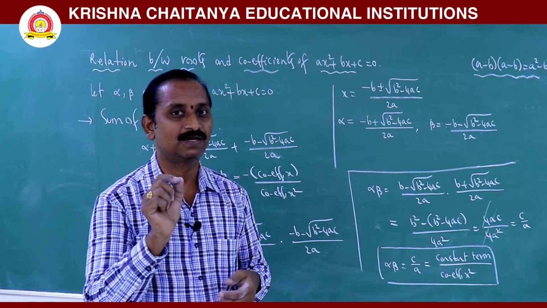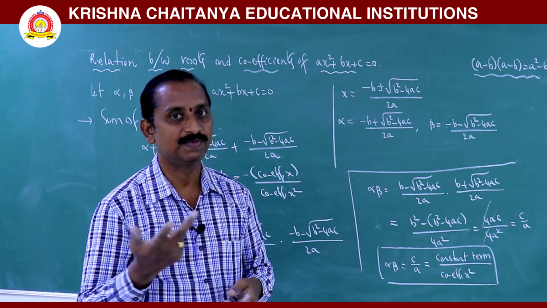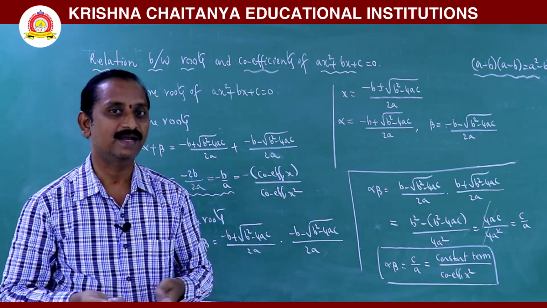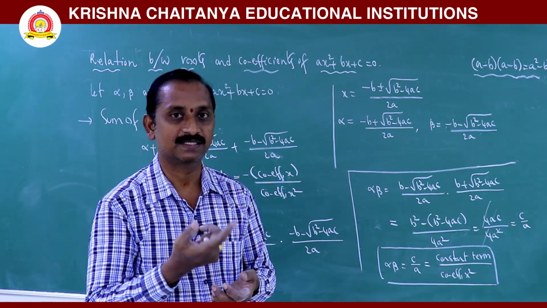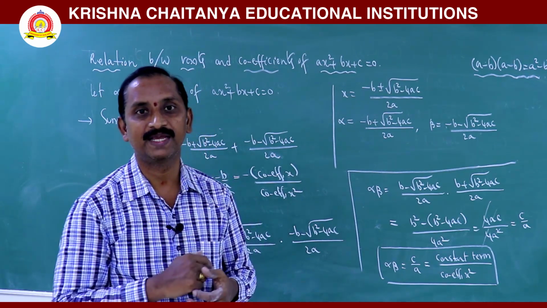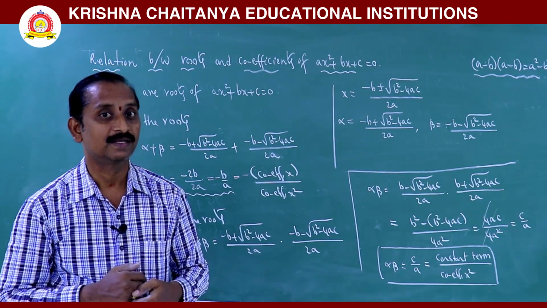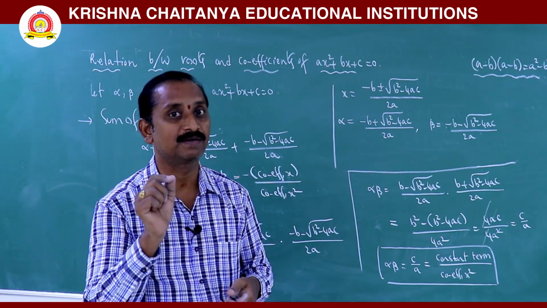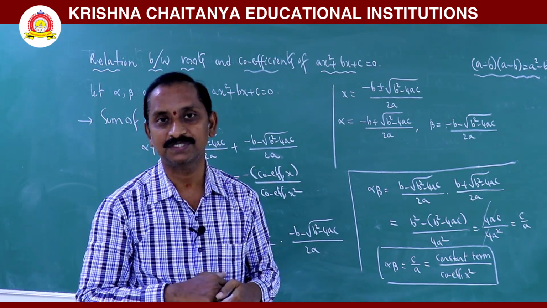Already we know the roots of the quadratic equation: minus b plus or minus root of b square minus 4ac divided by 2a. And we discussed the relation between roots and coefficients, nothing but the sum of the roots and the product of the roots. Sum of the roots is minus b by a, product of the roots is c by a. And one more thing, when a curve crosses the x-axis, then the crossing points are called the real roots of the polynomial f of x is equal to 0.